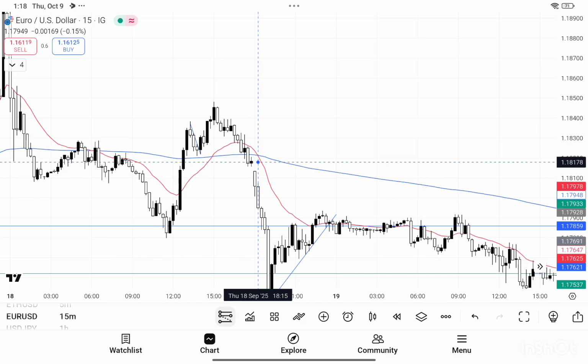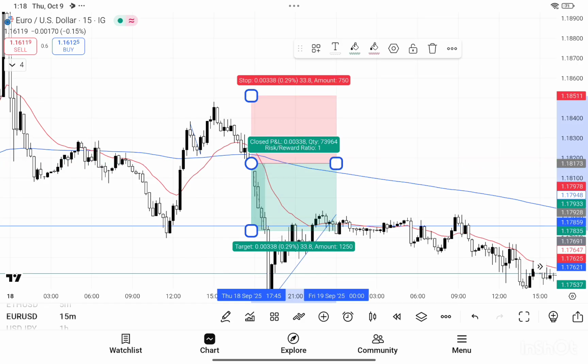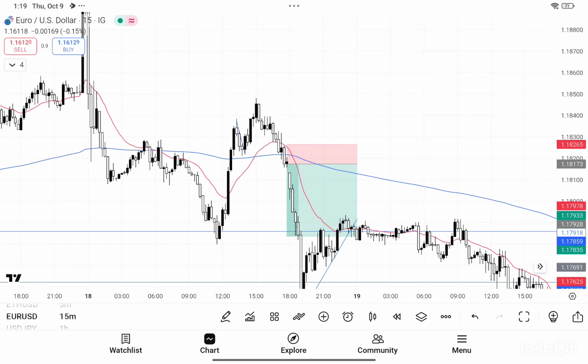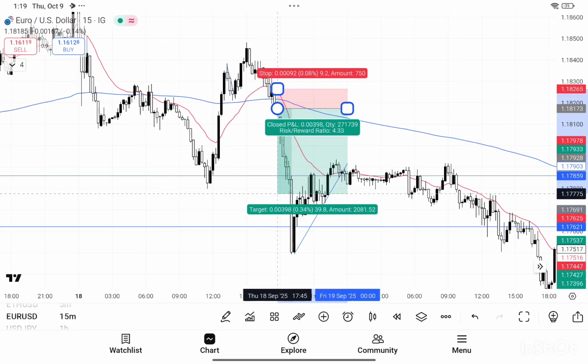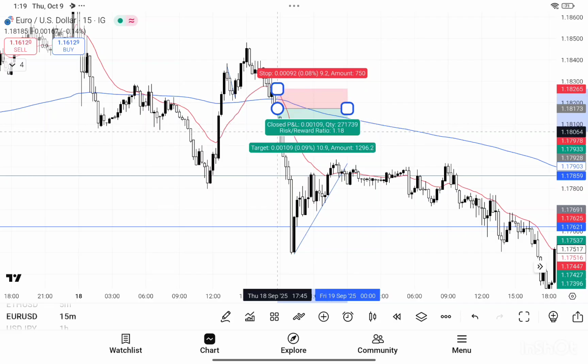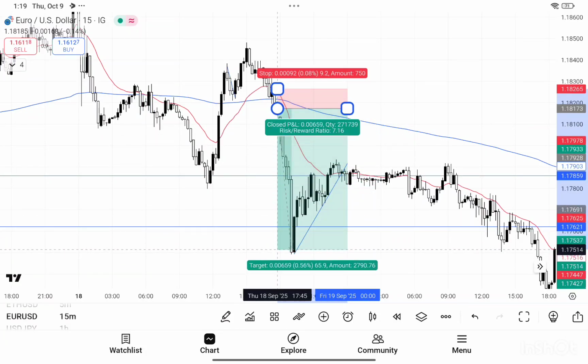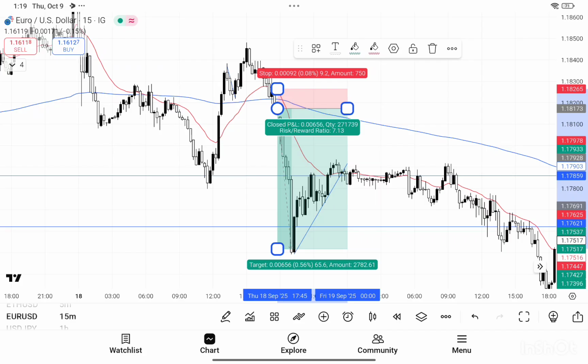Another trade. You took your trade here. The market closed. Where did it open? It opened below. Till where did it go? Here. 656 points.